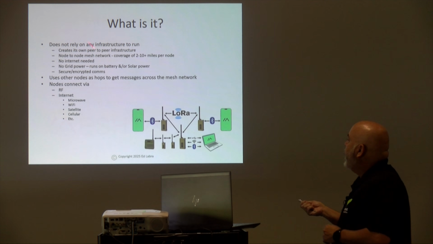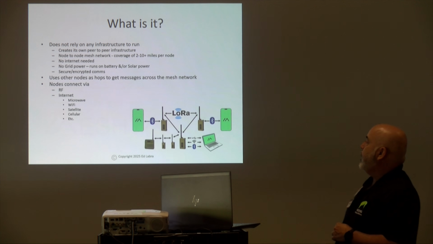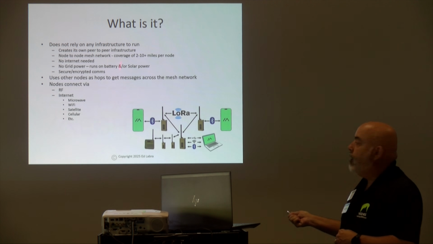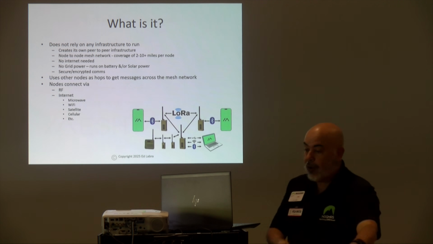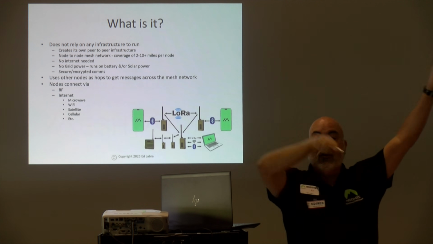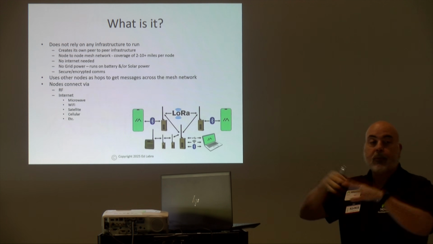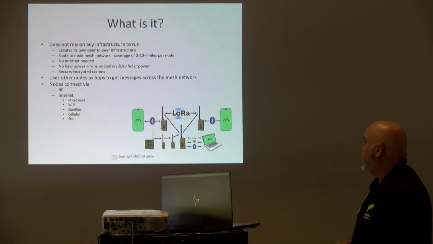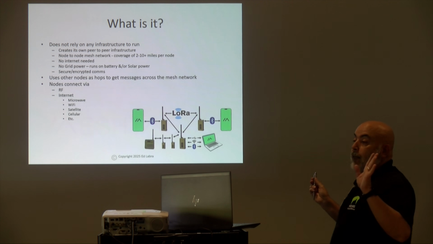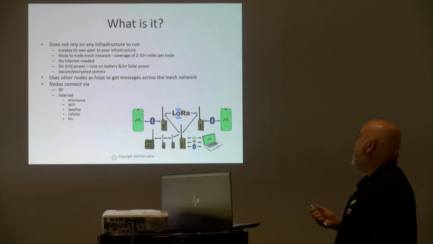Talked about how it doesn't rely on infrastructure. Well, how does it work then? Well, it creates its own peer-to-peer infrastructure. This node will see those nodes, will see the node in my car, which will see the node on top of Pine Mountain, which will see blah, blah, blah. And they talk to each other and they figure out how to route messages. No infrastructure needed. Node-to-node mesh network.